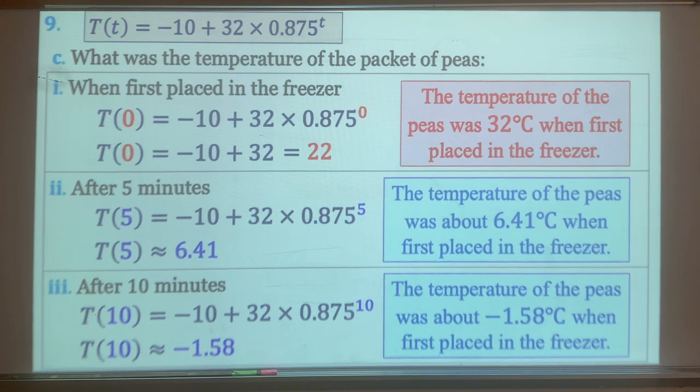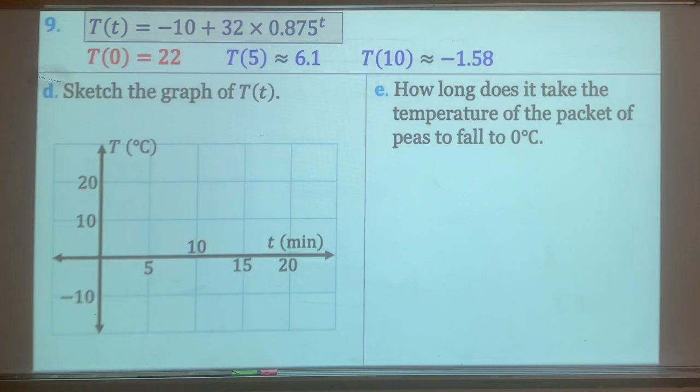Any questions with this? No, we all good? Awesome. Next problem. Now what you're going to do is graph this based on these little bits of information and your asymptote.